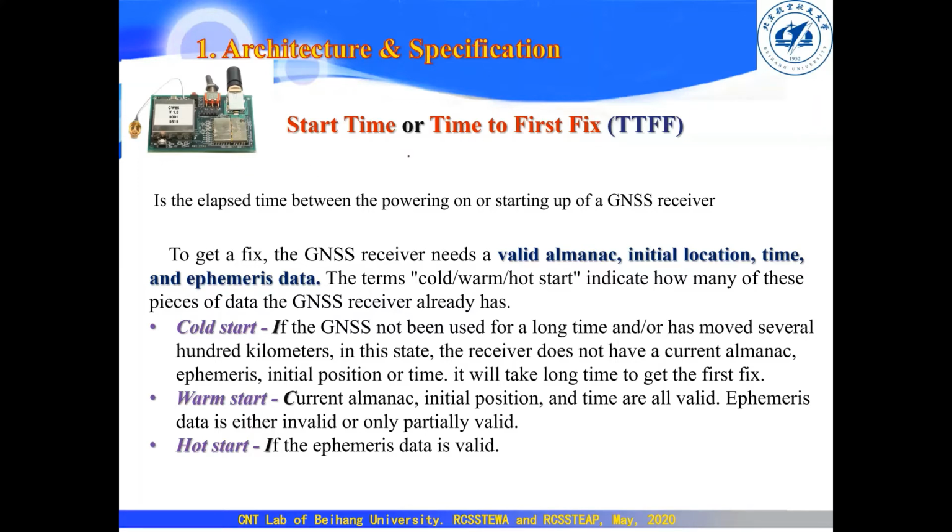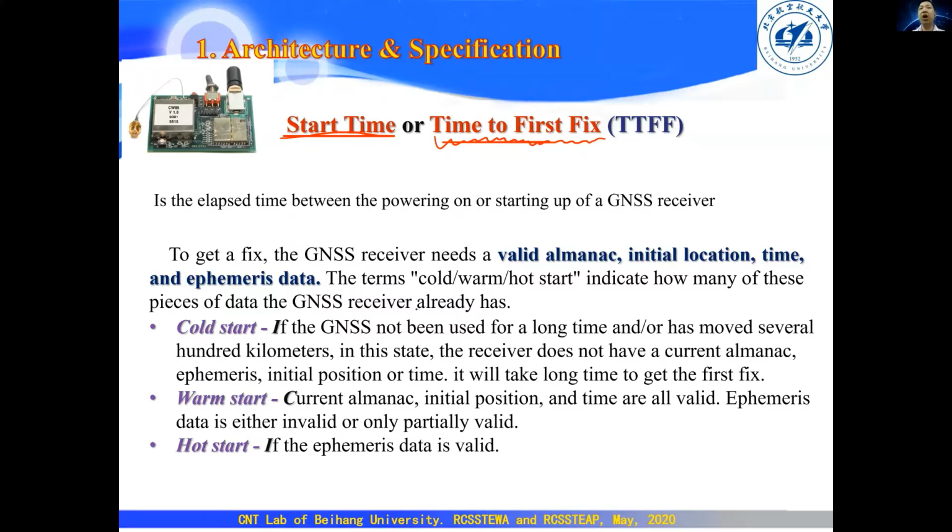In order to describe this performance, we call it the start time, or TTFF, time to first fix. This means how much time has elapsed between the power on or startup of the receiver and the first fix. In order to make a fix, the receiver needs to have full information. For example, it needs to know the orbit information. It needs to know where the satellite is.